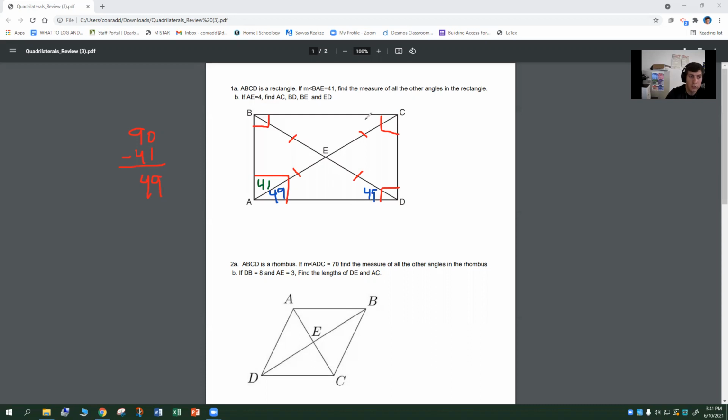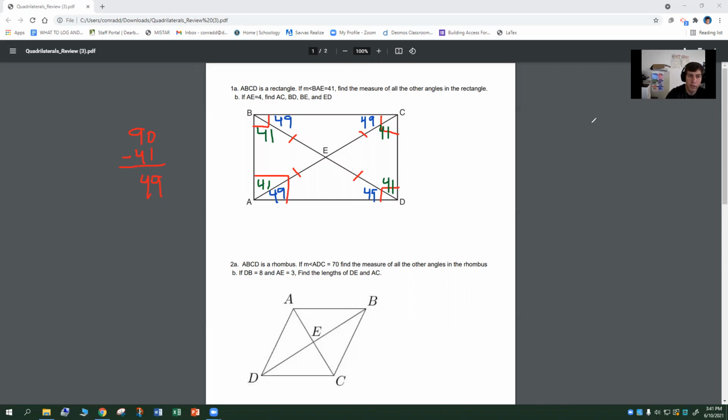Okay. Alternate interior angles are congruent, so you can put 49 up here and 49 up here. Right? Rectangles are parallelograms, so opposite sides are parallel. And then we can do 41, 41, and 41.